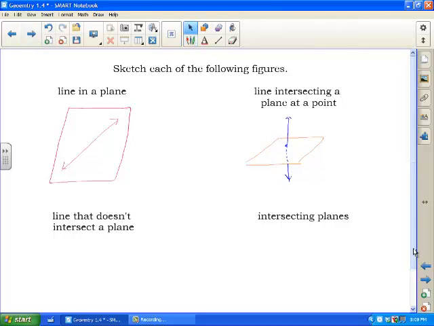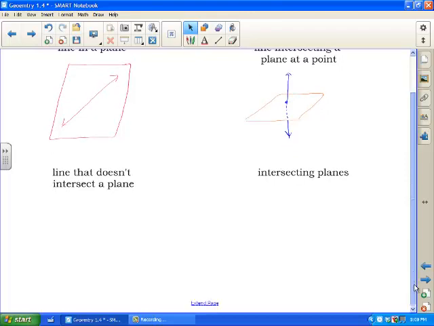Okay, so now that we've covered the intersection of lines and planes, let's look at a line that doesn't intersect a plane. So you're going to draw your plane, and then somewhere else outside the borders of your plane, just go ahead and draw a line. That's a pretty easy one.